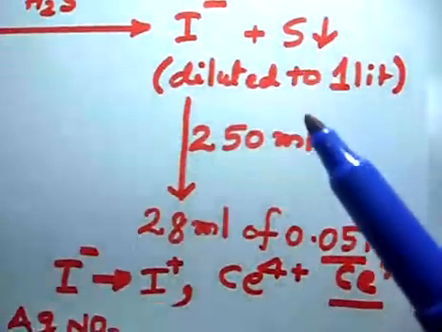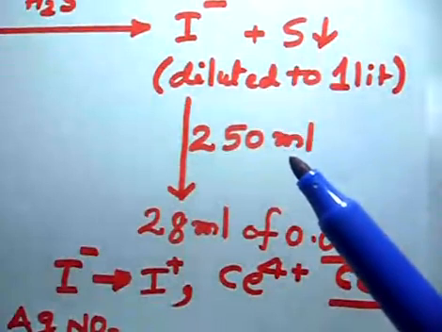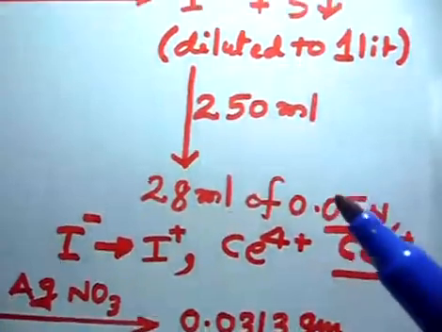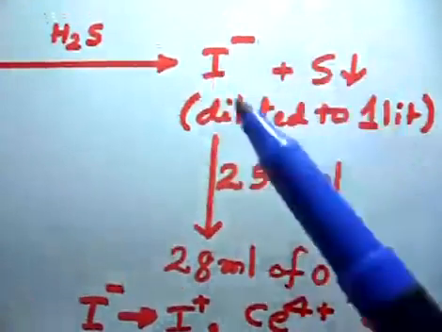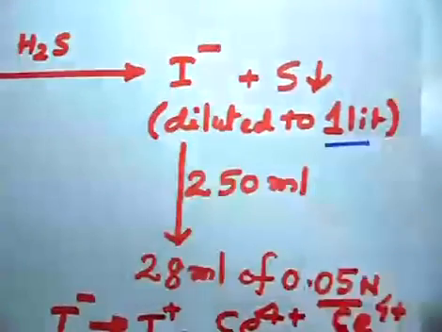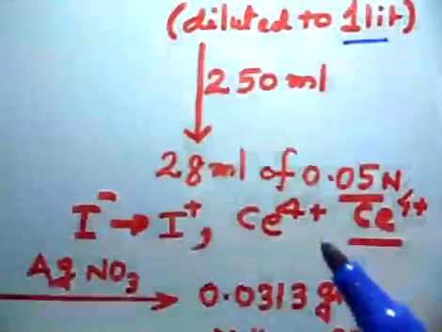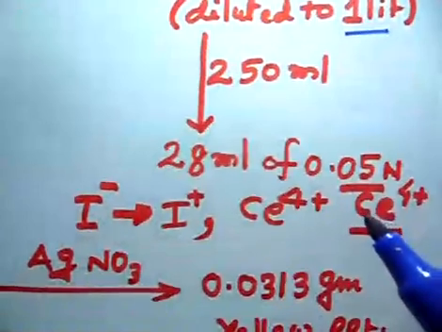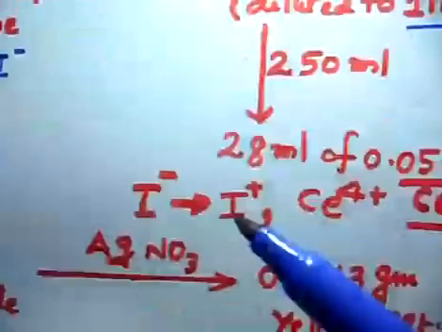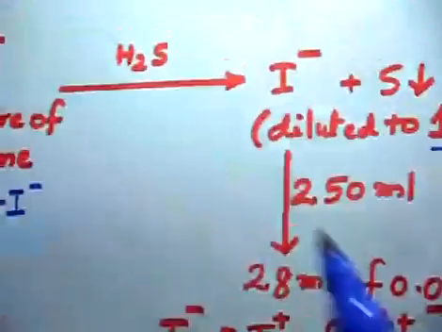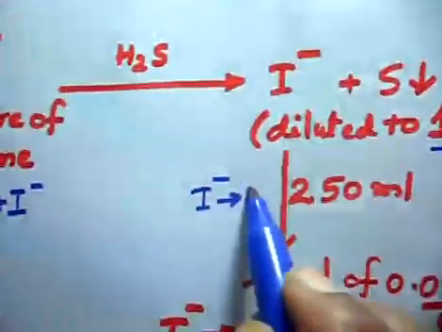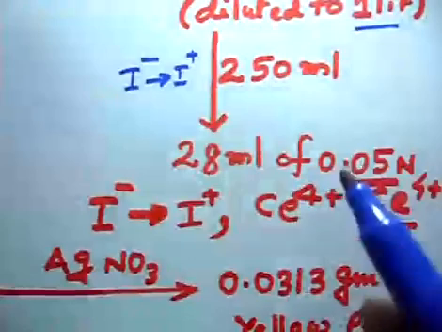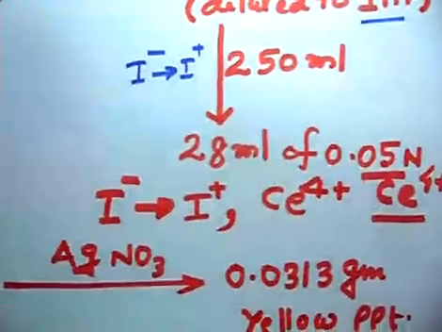Now from this solution, the question says 250 ml of this solution requires 28 ml of 0.05 N selenium 4 plus. So the 250 ml of this solution I have taken from the 1 liter, and 250 ml requires 28 ml of 0.05 N selenium 4 plus. In this case, I minus goes to I plus. So in this reaction, I minus goes to I plus, and since I know the normality and volume, I can find the equivalents of selenium 4 plus.